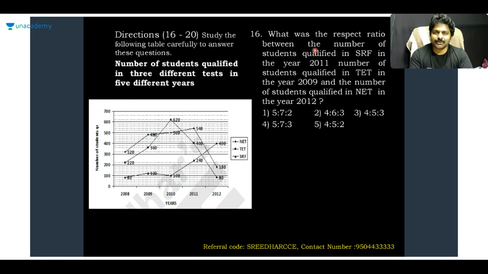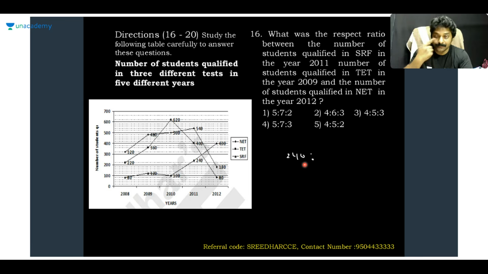What was the respective ratio between the number of students qualified SRF in the year? Number of students qualified in 3 different sets, 5 different years. Net, TET, SRF. For these type of questions, they will give one test in 1 year, another test in another year. So you just need to maintain your concentration. SRF in the year 2010, 2011, this value. SRF is triangle. Observe the shape. This is diamond, square, triangle. 2011, triangle, which is 240.